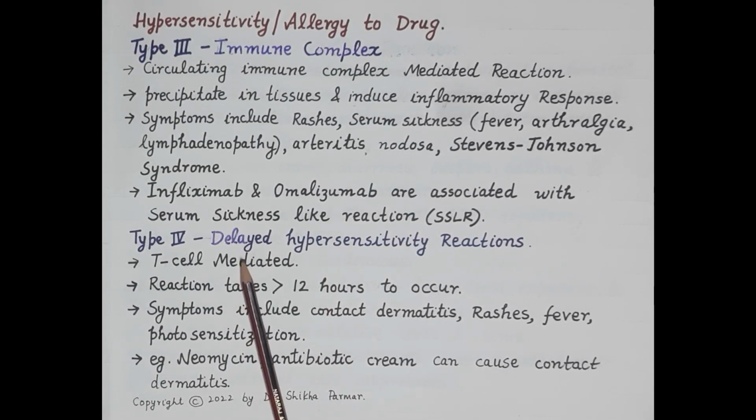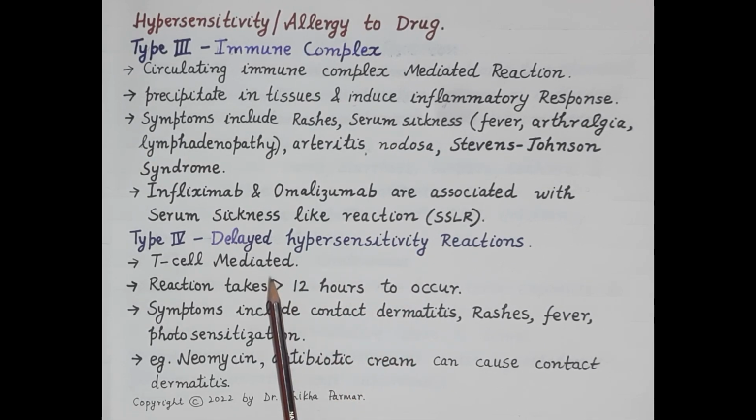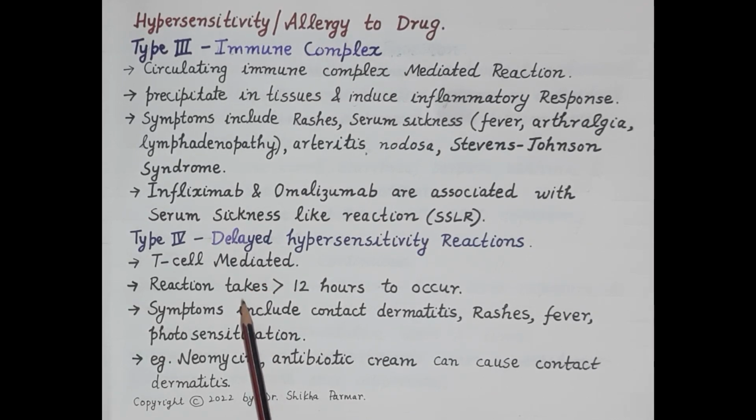Type 4 allergic reactions are called delayed hypersensitivity reactions, as they usually occur days after exposure to the drug or allergen. Now, these are mediated through sensitization of T lymphocytes. That is, this allergy is mediated by the T cells. And these allergic reactions are termed delayed reactions, as the allergic reaction occurs more than 12 hours after exposure to the allergens. And symptoms include contact dermatitis, rashes, fever, photosensitization, etc.